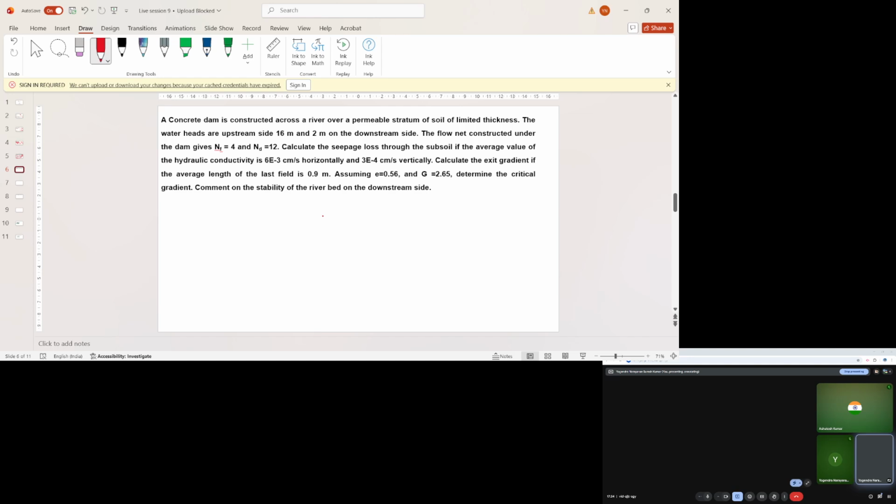Calculate the seepage loss through the subsoil if the average value of hydraulic conductivity is 6 into 10 power minus 3 centimeter per second horizontally and 3 into 10 power minus 4 centimeter per second vertically. Calculate the exit gradient if the average length of the last field is 0.9 meters. Assuming e is equal to 0.56 and G is equal to 2.65, determine the critical gradient. Comment on the stability of the river bed on the downstream side.